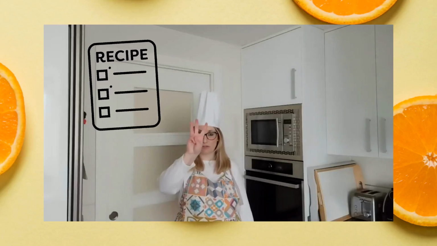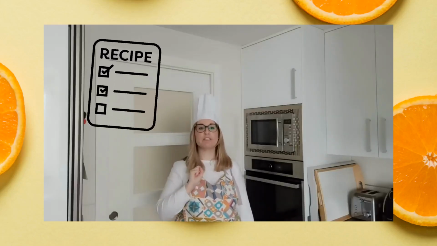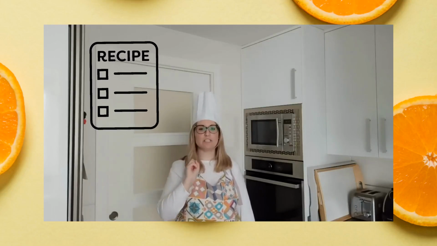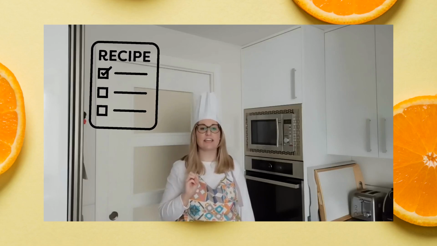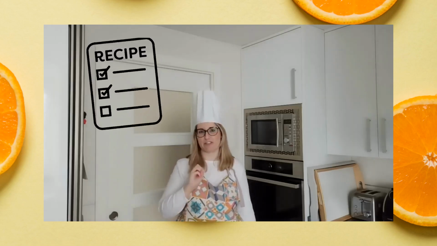Matter has three properties. The first one is mass, the second one is volume, and the third one is density. Now we are going to study each of them.